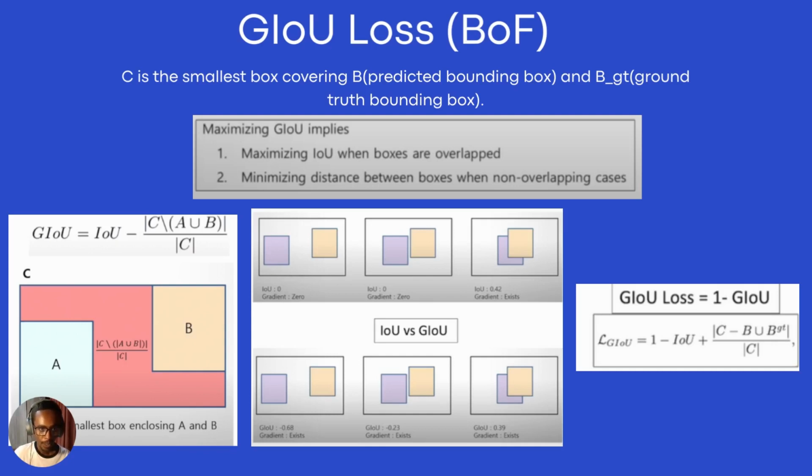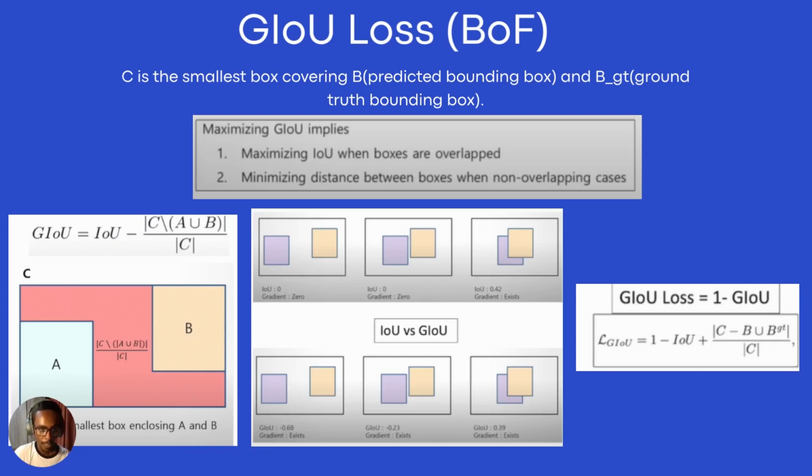And the GIOU can be computed by subtracting, from the IOU, the term C minus the union between the two boxes, divided by C again. And after we compute the GIOU, when we subtract it from 1, we get the GIOU loss. Maximizing the GIOU implies that we are maximizing the IOU when the boxes are overlapped.